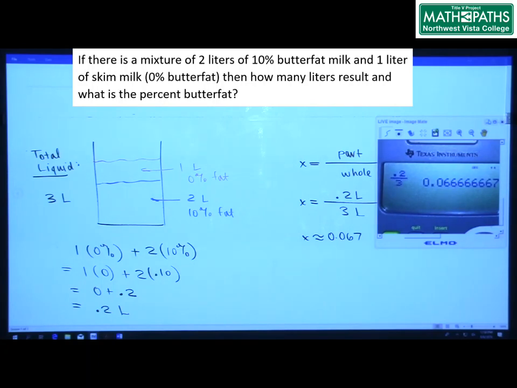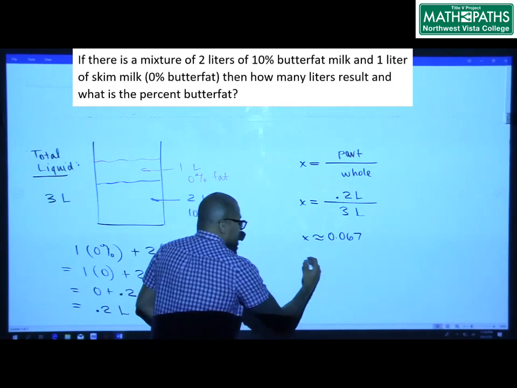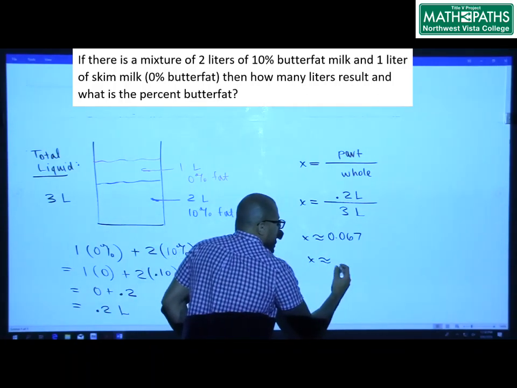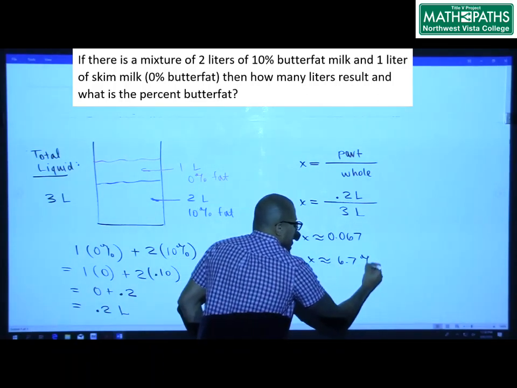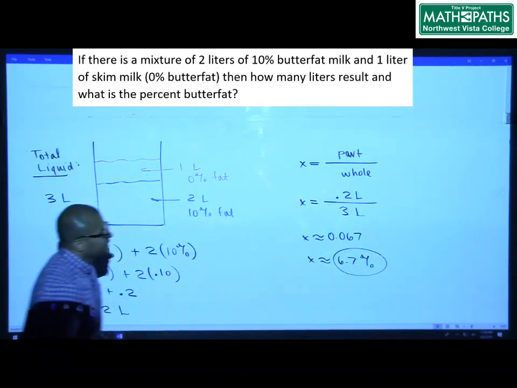We just want to try to write it as a percent. So this is the same thing as saying x is approximately 6.7% fat. And that's the answer.